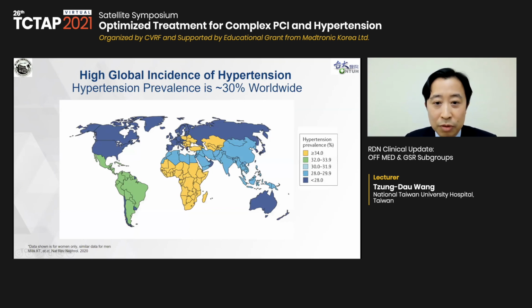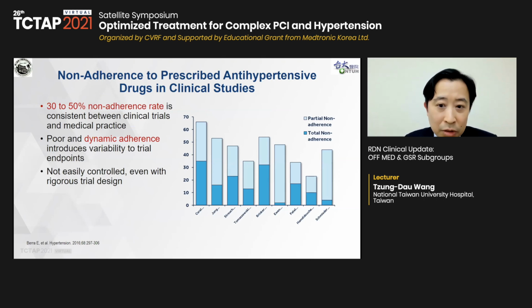I have nothing to disclose. And hypertension is actually a worldwide pandemic. The prevalence is about 30% worldwide in the adult population. And the control rate is actually far below 30% worldwide. And the main reason is non-adherence. The non-adherence issue is heavily underestimated, but the real prevalence is about 30 to 50% non-adherence rate.